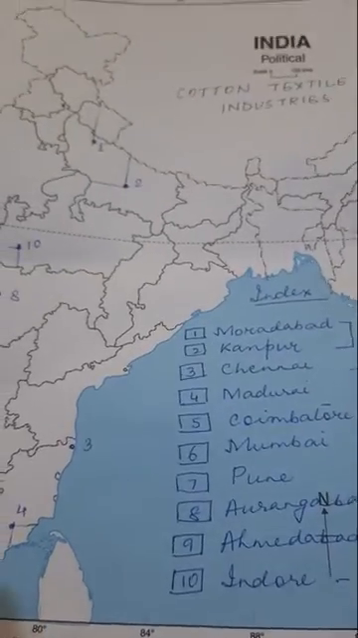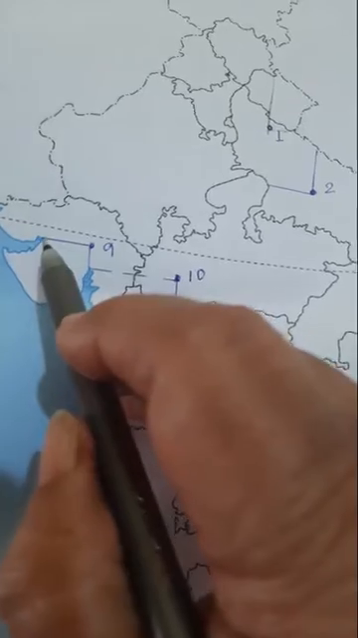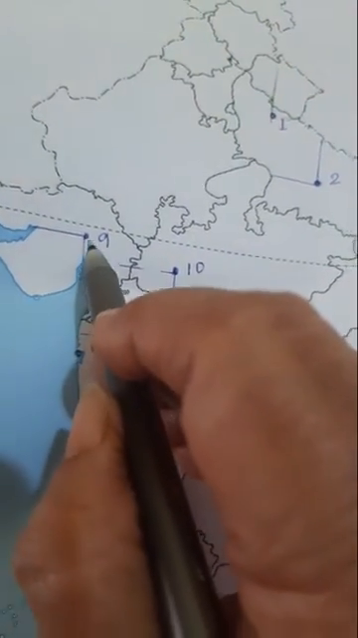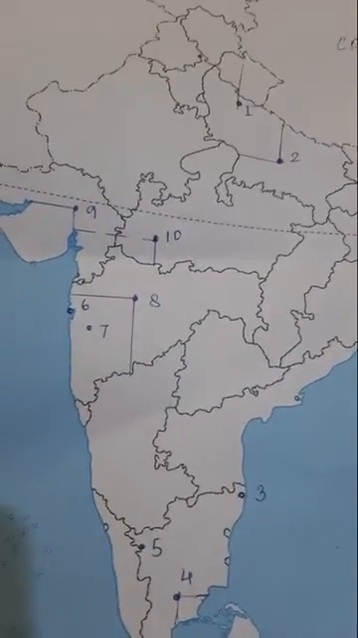And then we have Ahmedabad here. For locating Ahmedabad, it is quite simple. One line from this mouth and another line from this mouth. So you have this location of Ahmedabad.